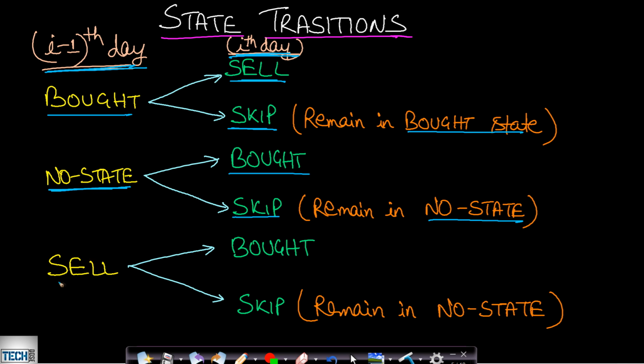Okay, so if on the previous day we were in the sell state, then obviously on the current day we will be in the no state because we will be having no stock in hand, and so on this current day we can buy a stock and go to this bought state. Otherwise, we can skip this altogether and we can remain in the no state. Okay, I hope you are understanding these state transitions. Actually, this type of problem I have already explained in buy and sell stock with cool down. So the link for that problem will be given in the description below. There I have also explained the state machine, which I will not be explaining here.